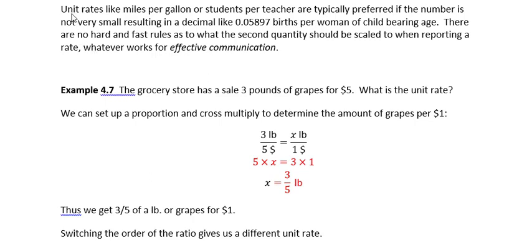Okay, here we're going to look at rates, but they're unit rates. They're per one, like miles per gallon, students per teacher. They're typically preferred if the number is not very small. Like, for instance, we did that one with births per woman, 0.05897 births per woman. It's not very helpful, all right?